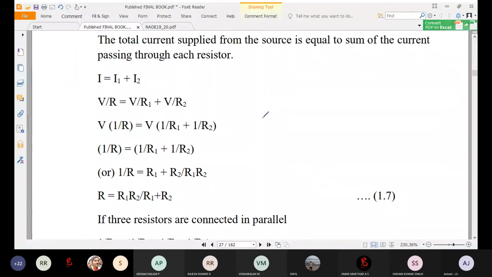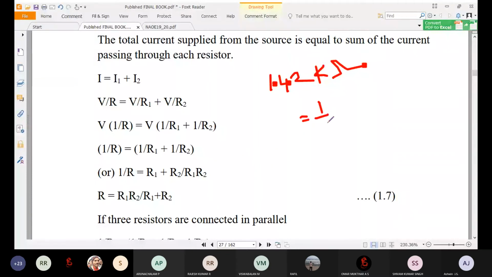Can you please see the screen, guys? Yes, sir. So 1.42 kilo ohm, right? Yes, sir. Just simplify. What is the value?